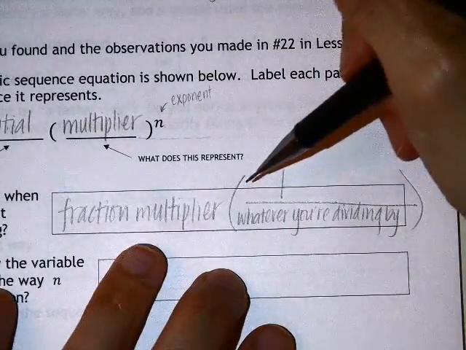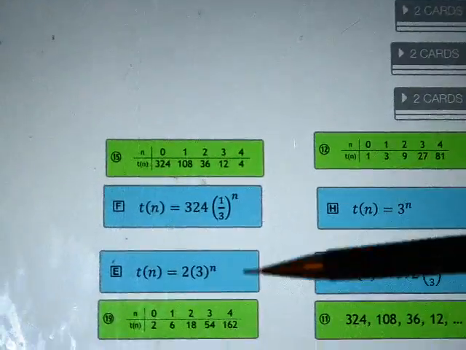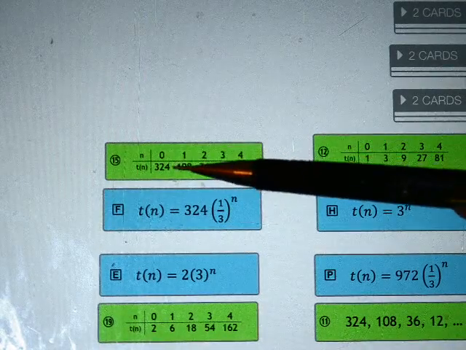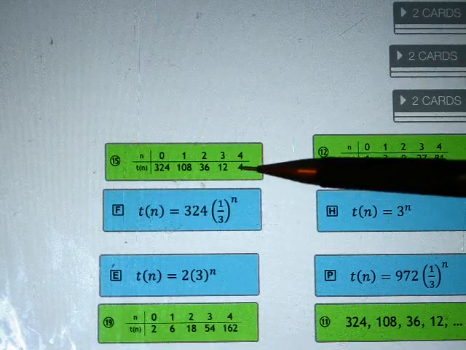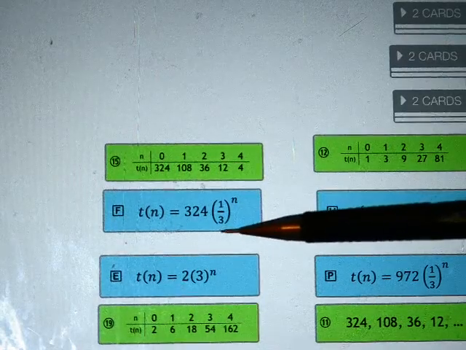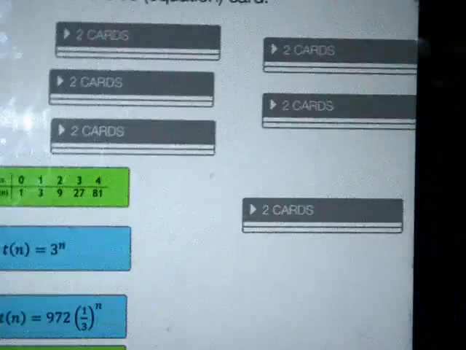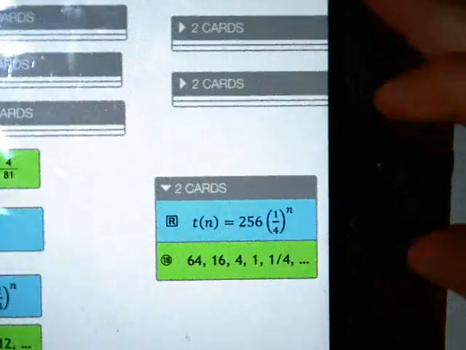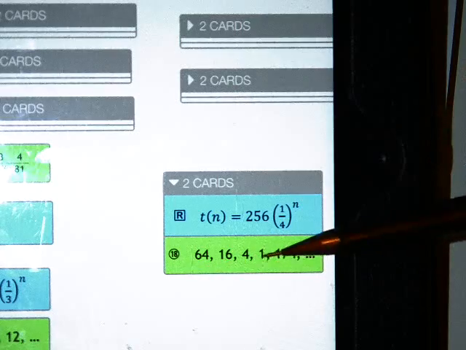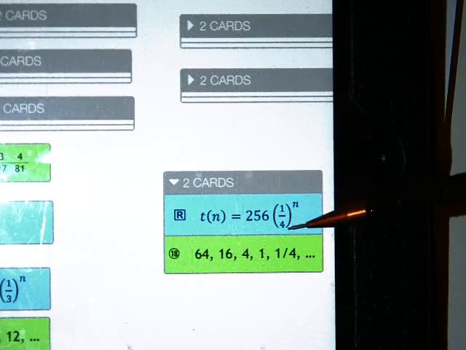The dividing by 3 example that we saw in the Desmos cards, so I'll just go back here to make sure I pointed out, dividing by 3 was the way we probably thought about this pattern, and the fraction is 1 over 3, 1 over whatever we were dividing by. This one was also dividing by 3, so 1 over 3. There's another example here that I'll show you quickly. This pattern was dividing by 4, and notice the multiplier is 1 over 4, so it's 1 over whatever you're dividing by.